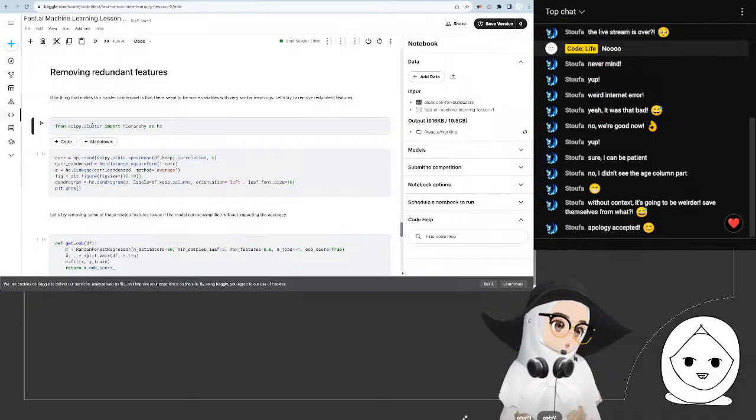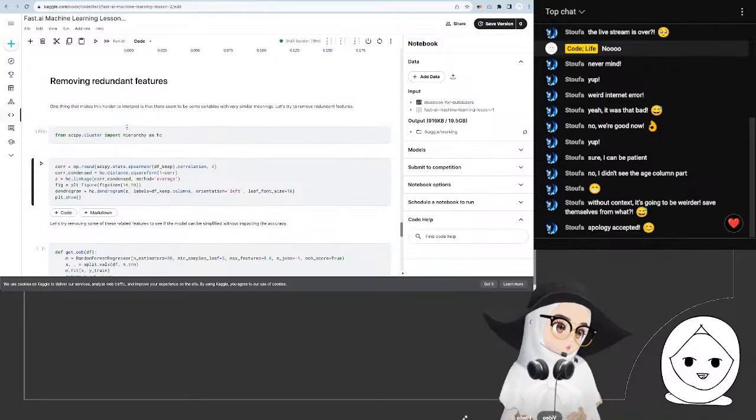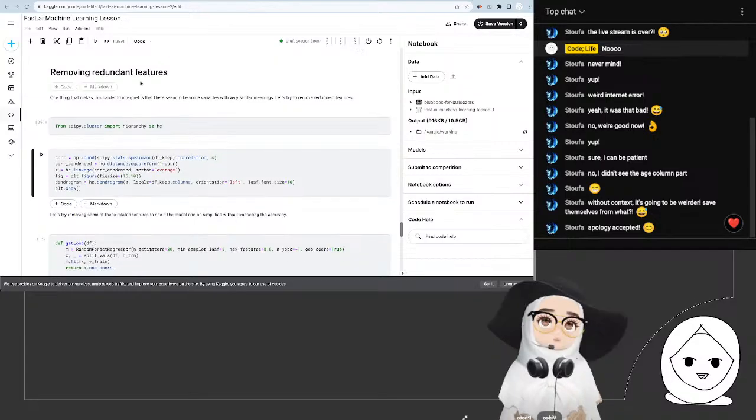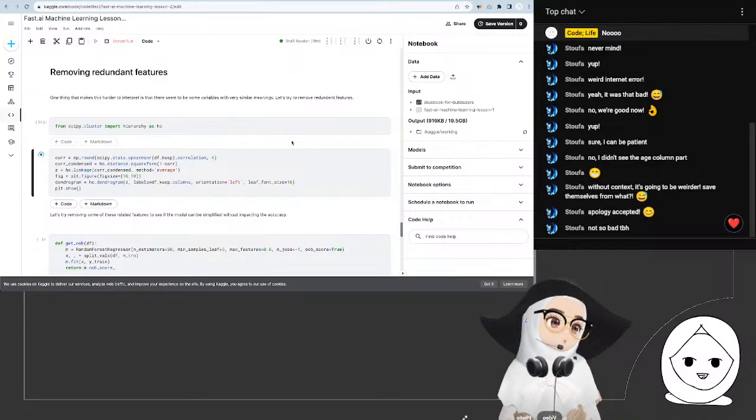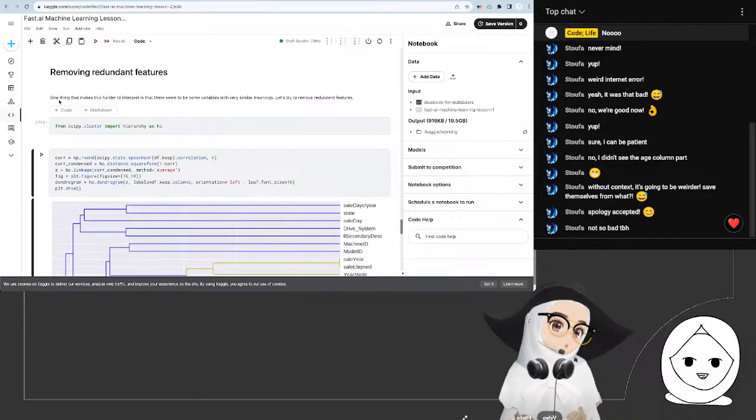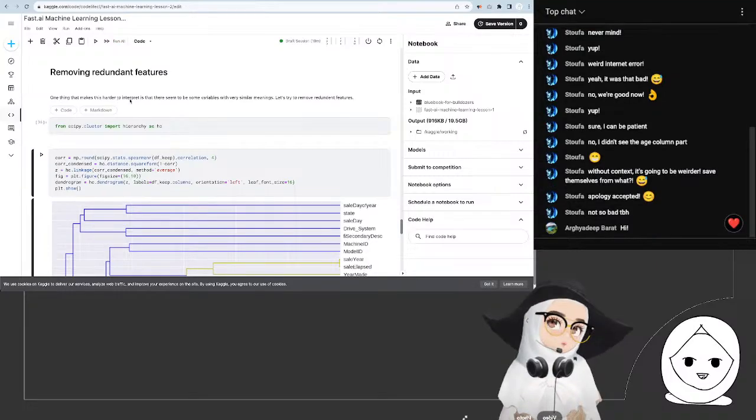Crispy cluster hierarchy. What are we doing? Removing redundant features, I think. Okay. Then I'll go and fix it when it gets to 50%. And now it's 41%, so it's going up pretty fast. So we are... Oh, I remember this one.